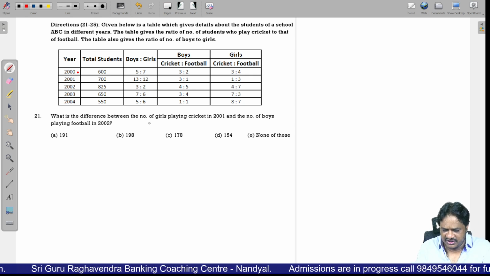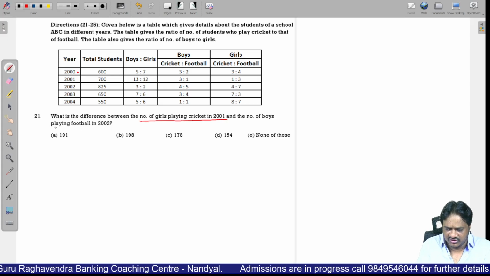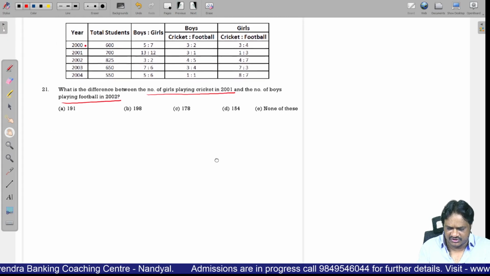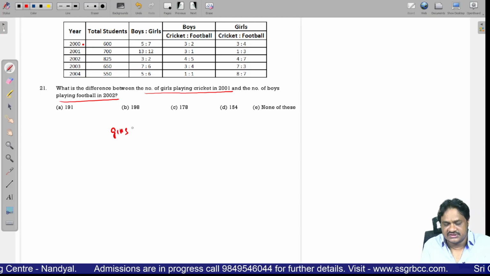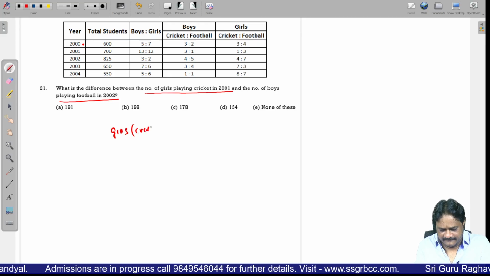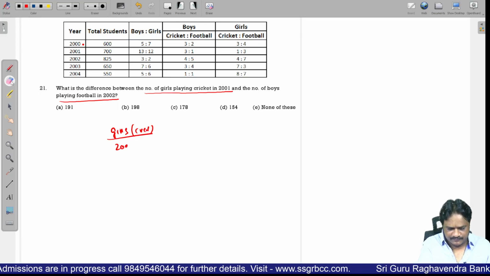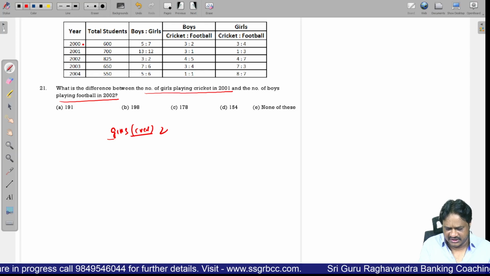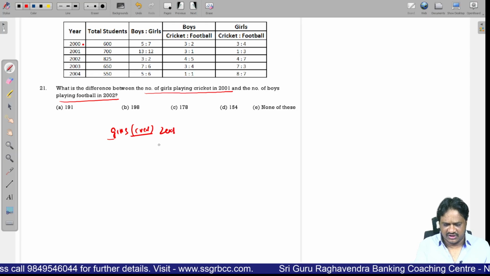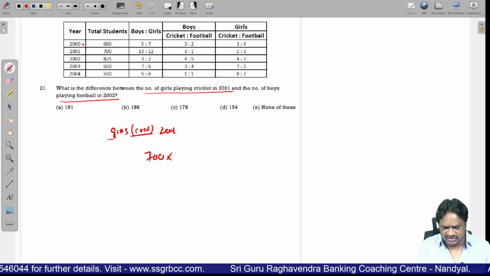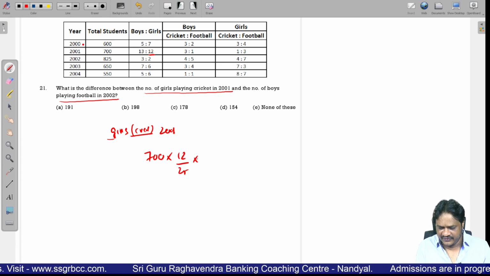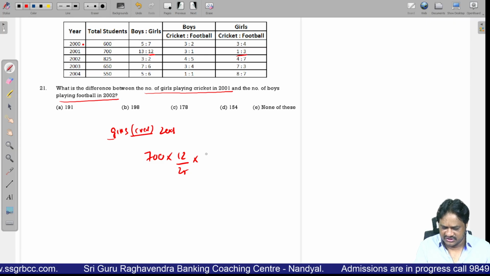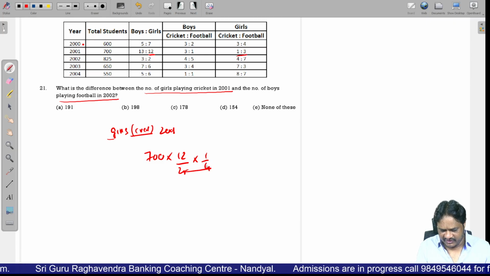First one, what is the difference between the girls playing cricket in 2001 and boys playing football in 2002? So 2001, girls playing cricket. We have to calculate girls cricket in 2001. How many students are there in 2001? Total students 700. In this, girls are 12 parts out of 25. In this, we want cricket playing girls, so it will be 1 by 4. So 25 into 4 is 100, 7 into 12 is 84.